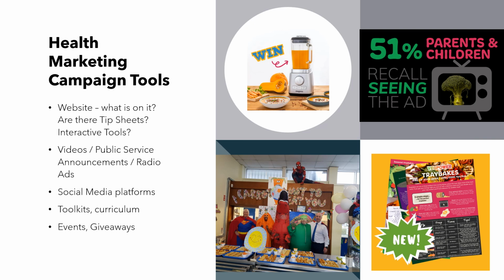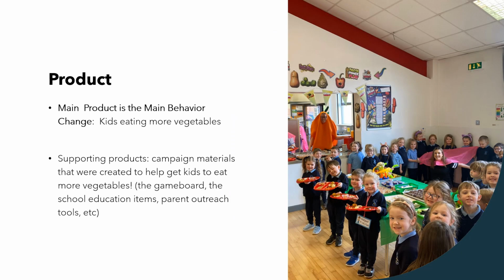home to parents. Okay, so let's review those 4 Ps in relation to this existing campaign. So in your health marketing analytical report, you will be focusing on these 4 Ps, identifying what they are. So the main product is the main behavior change. For this campaign, the main product is kids eating more vegetables. There are supporting products that the campaign created in order to achieve the main product. And so they created all kinds of campaign materials like the game board, the school education items, parent outreach tools.